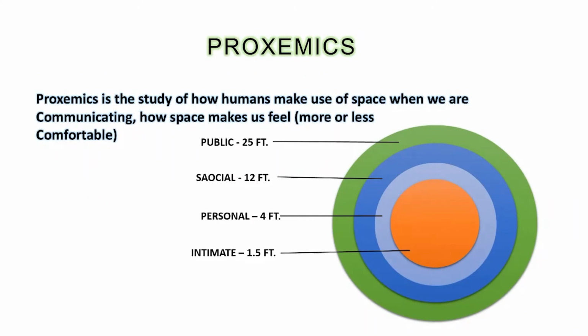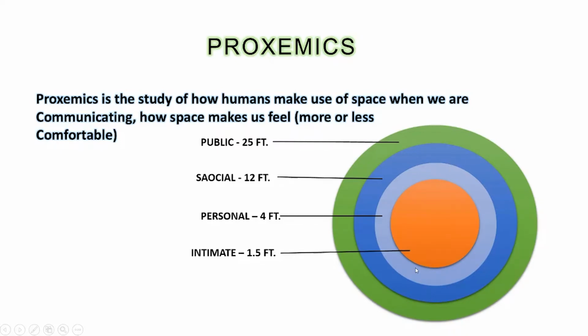Proxemics, yeah, this is something interesting. Proxemics is the study of how humans make use of space when we are communicating. Basically this is representative of how we use space. Human beings tend to create a space. Consider here is a human being, and human beings tend to create a space around them. This is so interesting, that this is the study of how humans make use of the space around them while communicating.